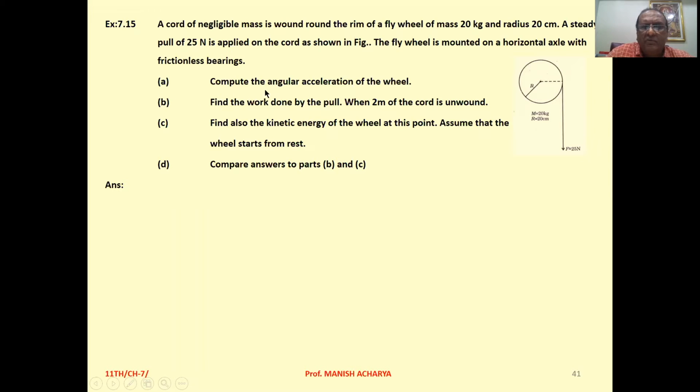A. Compute the angular acceleration of the wheel. B. Find the work done by the pull when 2 meters of the cord is unwound. C. Find also the kinetic energy of the wheel at this point. Assume that the wheel starts from rest. And D. Compare answers to parts B and C.